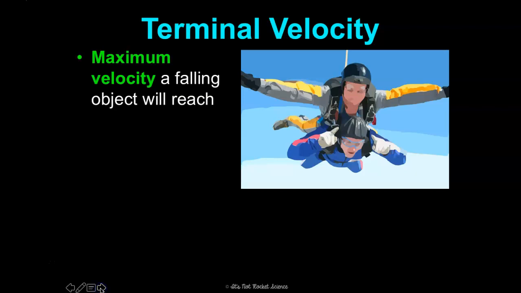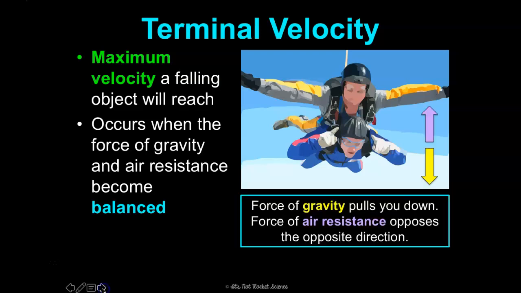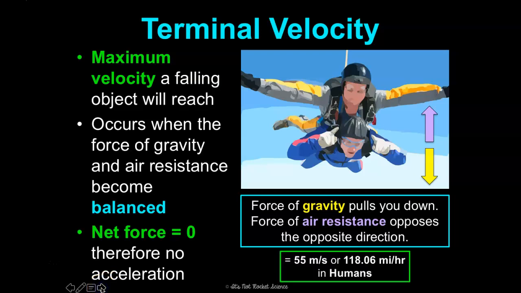Terminal velocity. What is terminal velocity? It's the maximum velocity a falling object will reach. And if we think of what velocity was, it's the speed in a direction, right? So it's the maximum velocity this guy's going to reach as he falls towards the Earth. It occurs when the force of gravity and the air resistance become balanced. So the force of gravity pulls you down and the force of air resistance opposes that, so it pushes you up. And at a net force of 0, there will be no acceleration, and that will be your terminal velocity. So it'll be a constant speed. And for humans, it's 55 meters per second, or 118 miles per hour. That's how fast we fall towards Earth at terminal velocity.